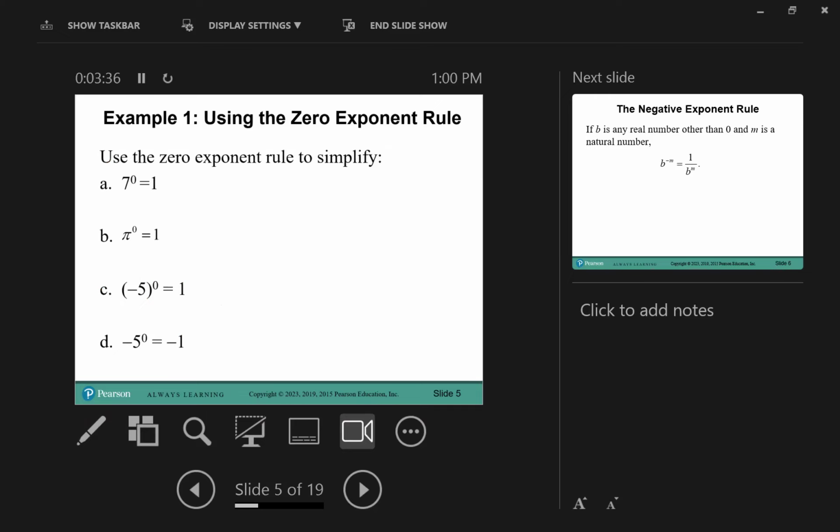Some examples of this, again, 7 raised to the 0 is 1. Pi is a number, is 3.1415. It goes on forever, but it's still a number. That raised to the 0 is 1. Be careful with your negatives, right? -5 inside of parentheses is raised to the 0. That is 1. But -5 to the 0 without those parentheses is the opposite of 5 to the 0, which is the opposite of 1. If the negative is not on the inside of the parentheses, be careful with those. It's not affected by the 0 power.